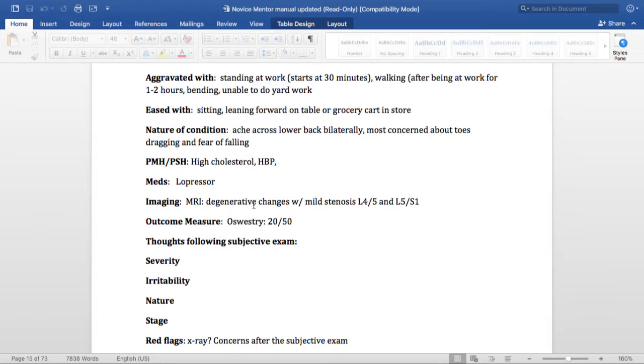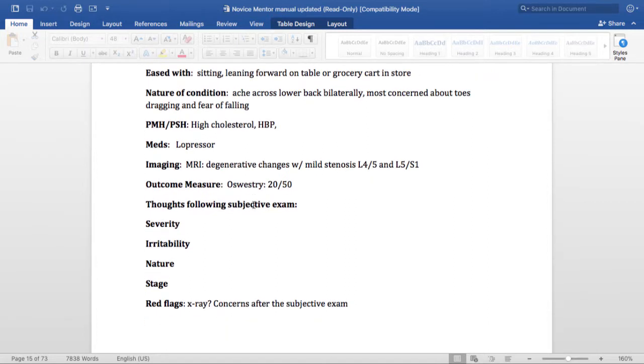As we move on, we start thinking of the MRI. This is a good point to talk about degenerative changes with mild stenosis and remind them that 20% of normal people at 60 have stenosis on MRIs and are asymptomatic. We can also say that 88% of normals at age 60 have degenerative disc disease. So it's just something to be aware of: just because they have that doesn't mean that's the problem.